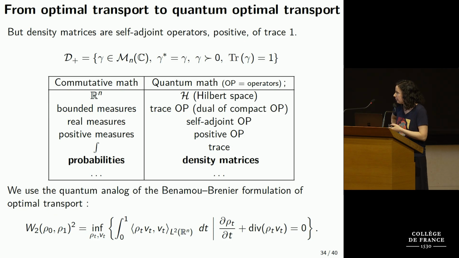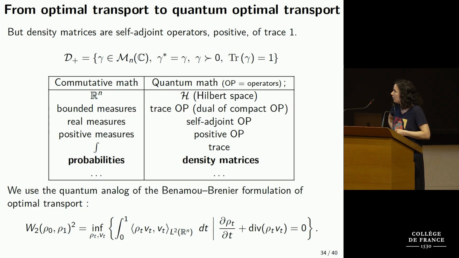If you are not familiar with this, the Wasserstein distance in the classical setting using the dynamical formulation is defined as the infimum over curves of densities and velocities v_t of this quantity here, some kind of kinetic energy with a constraint looking like a continuity equation. To go to the quantum world, we need an adaptation of this equation, and so we need to define a few things.